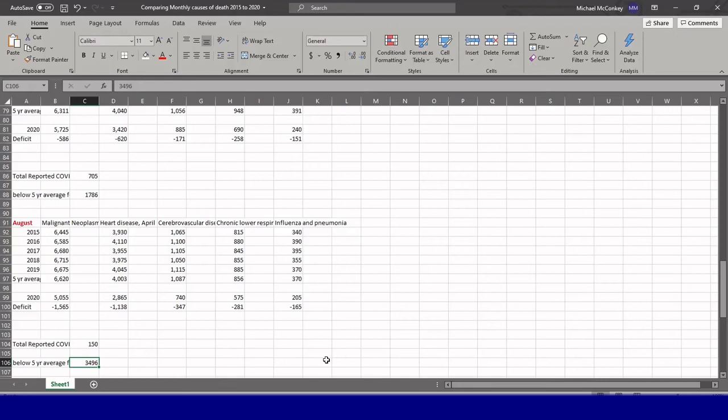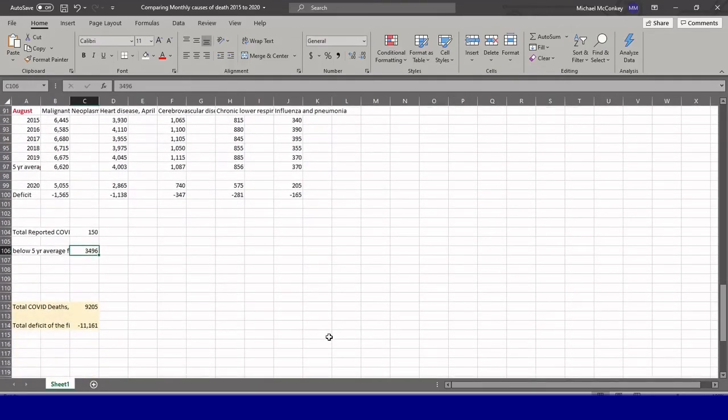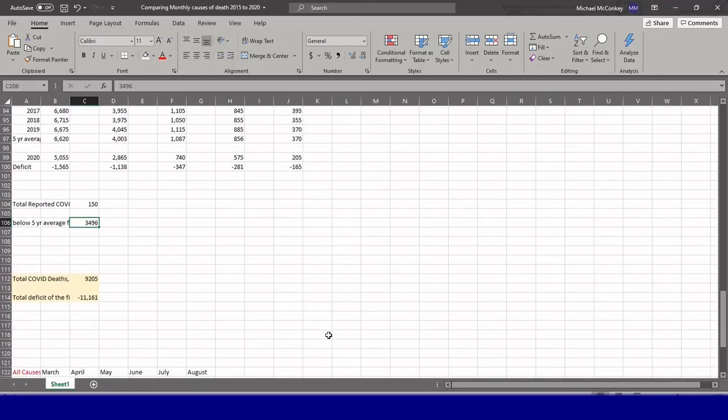But if I wound up in a situation where the deficit was pretty close to the same number as the actual total amount of COVID deaths over this 6-month period, then I would say, well, maybe COVID isn't really killing hardly anybody that wasn't going to be dead within a few months anyways. But the weird thing is that the total COVID deaths for those 6 months were only 9,200, where the deficit was over 11,000. So I don't know what's going on.